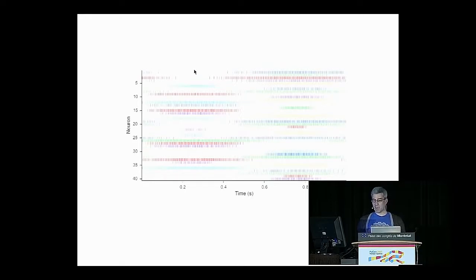And there's clearly some pattern to this spike raster. There's clearly a lot of activity around this part among a certain subset of the cells, and a lot of activity over here for the other subset of the cells. And so how do we make any sense of this? How can we use the neural firing patterns to represent information?